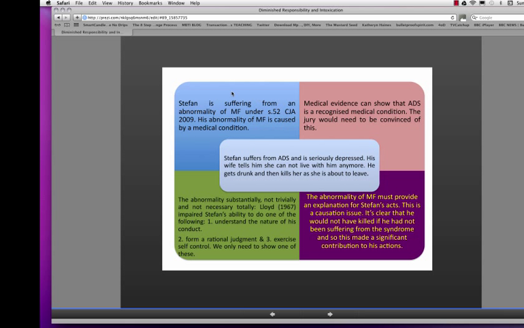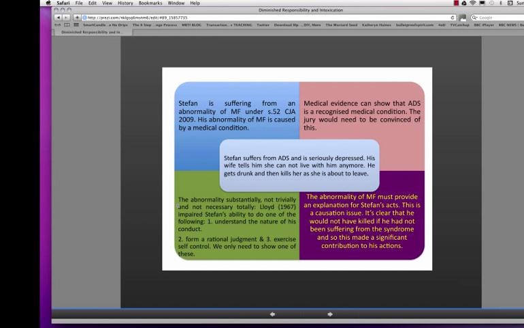Taking our first element, Stefan is suffering from an abnormality of mental functioning under Section 52 of the Coroners and Justice Act 2009. His abnormality of mental functioning is caused by a medical condition. Element 2, medical evidence can show that ADS is a recognised medical condition. And here you may want to insert the case name of Wood. The jury would need to be convinced of this.